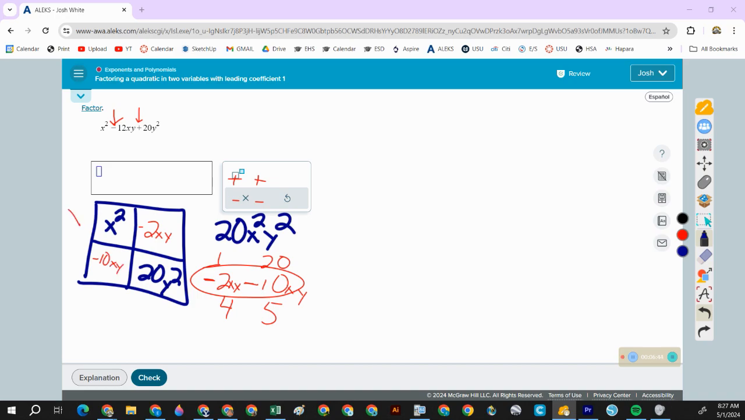So negative 2xy and negative 10xy. Here I can pull out an x, and that leaves me with x minus 2y. And if I remove an x from this column, I'm left with negative 10y. And then we double check: is negative 10y times negative 2y equal to 20y squared? Yeah. The end result is going to be x minus 2y and x minus 10y.